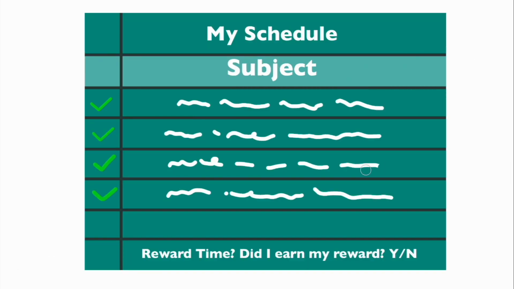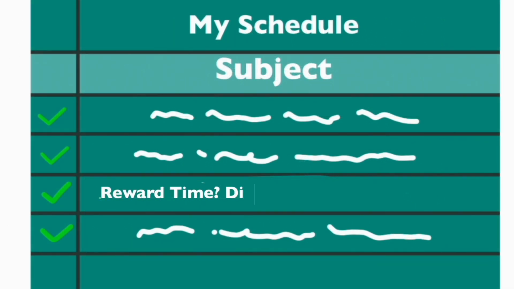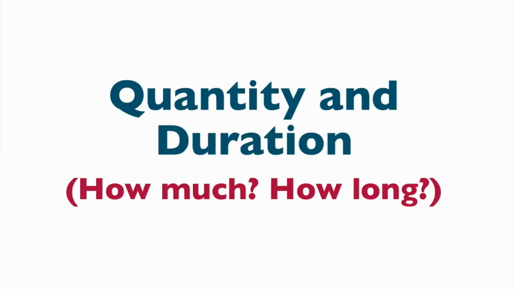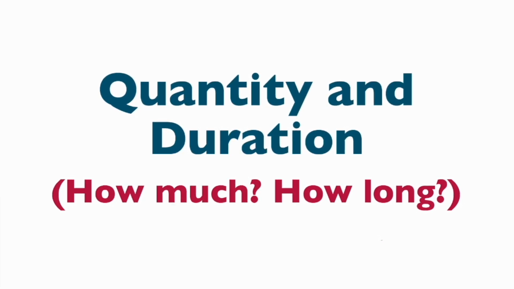Providing the reward immediately after earning it also increases effectiveness. For example, a student met the criteria on Tuesday but didn't get the reward until Friday. This may thwart the reinforcement plan because it wasn't provided immediately enough. Additionally, the quantity or how much of the reward is provided and duration or how long the student gets to engage in it are factors to consider.